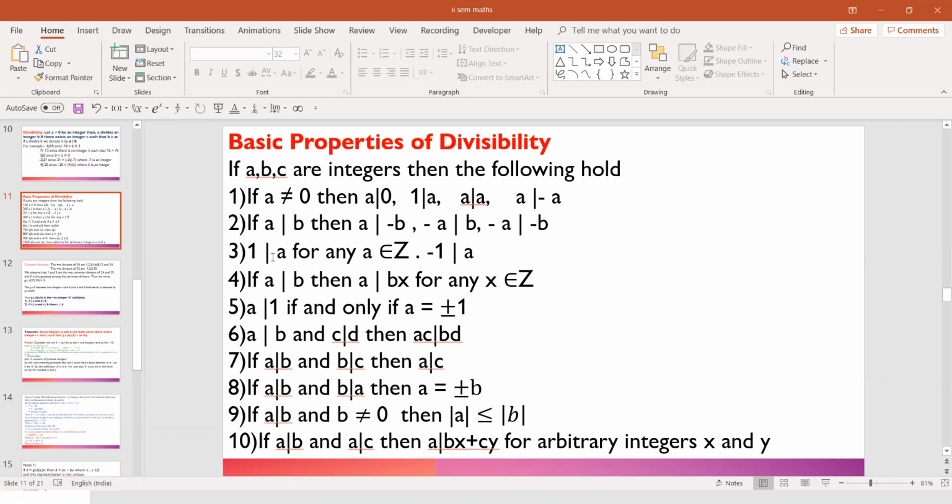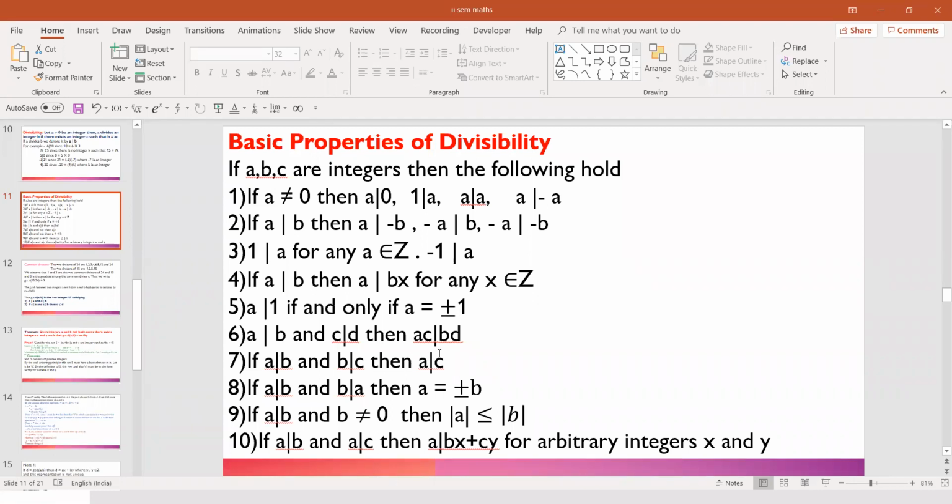When one integer divides another integer, we write a vertical line. So the right hand side is called the dividend, the left hand side is called the divisor. This is for any integer. When 1 divides a, minus 1 is also a divisor of a. If a divides b, a divides bx, any multiple of b. Divisors of 1 are plus or minus 1.